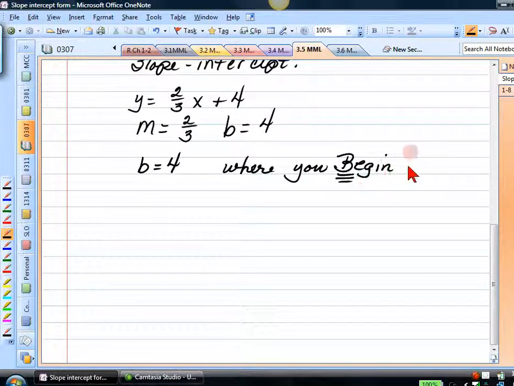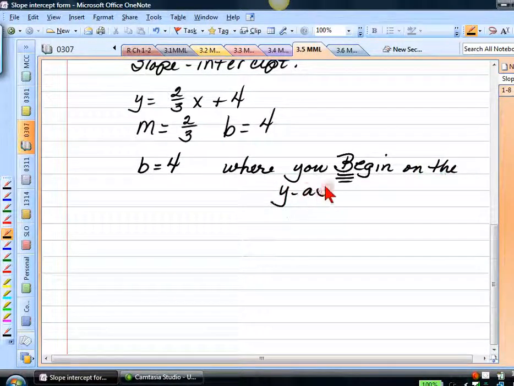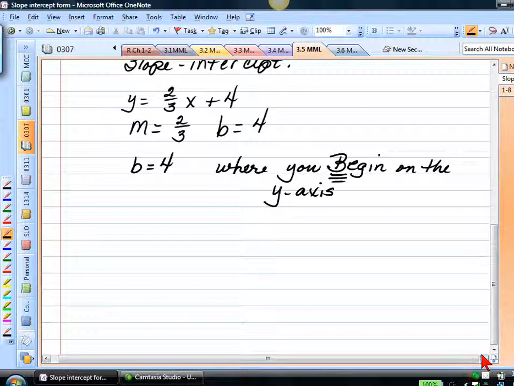B for begin on the y-axis. And we will use that. We'll actually graph in just a minute. What that says, B is for begin. You begin by putting a point on the y-intercept.